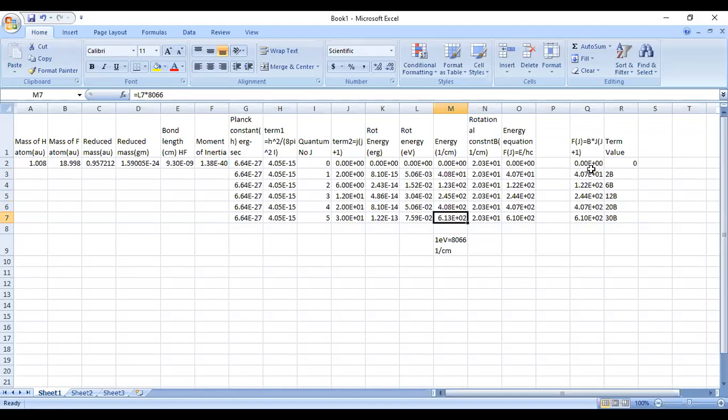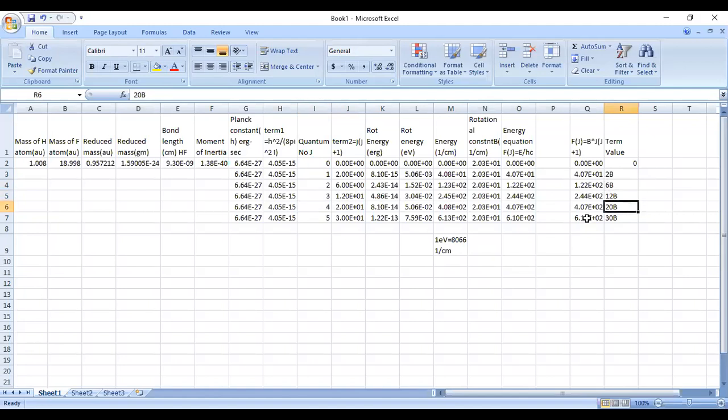And now you have the term value, which is already mentioned. You see the equation which I said, the term value of each rotational level. For rotational level j equal to 0, the term value is 0. For j equal to 1, the term value is 2b. For j equal to 2, its term value is 6b. For j equal to 3, its term value is 12b. For j equal to 4, its term value is 20b.